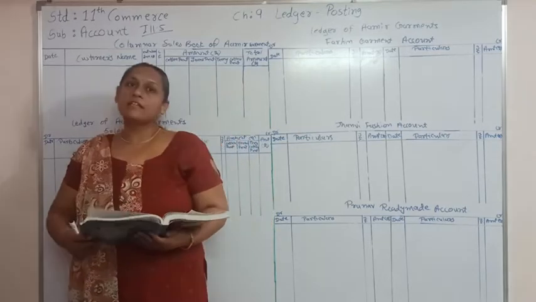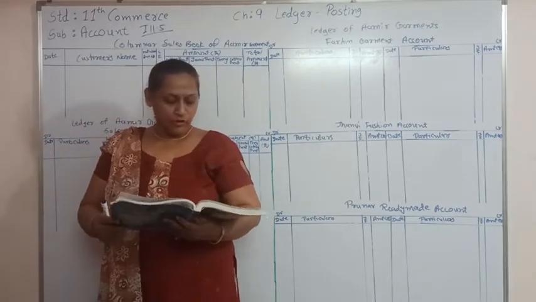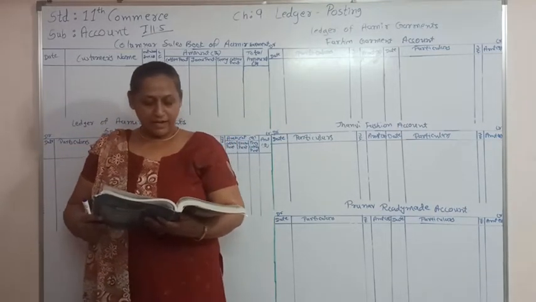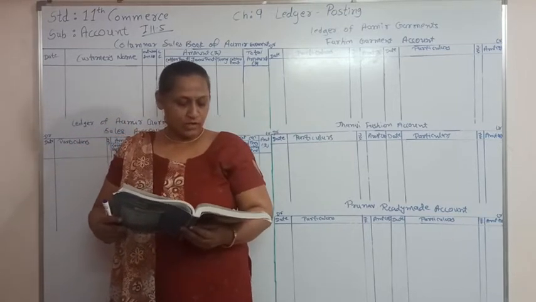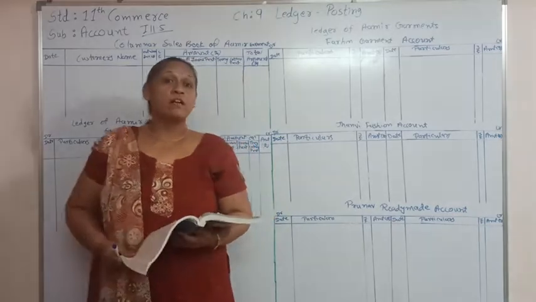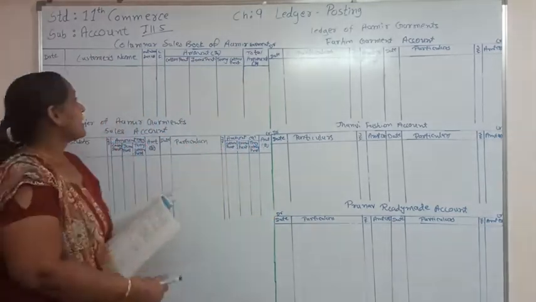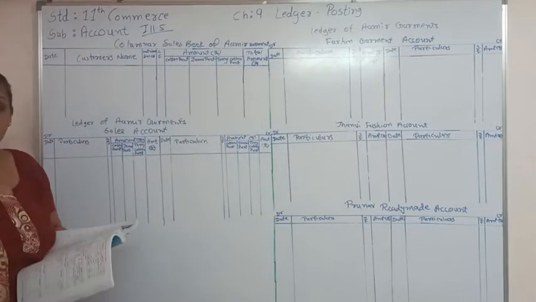Let's start illustration number 5. From the following transactions of Amir Garment, prepare a polymer sales book and post them in the respective accounts in the ledger. So here we have to prepare the polymer sales book. Here we have already prepared the sales book.